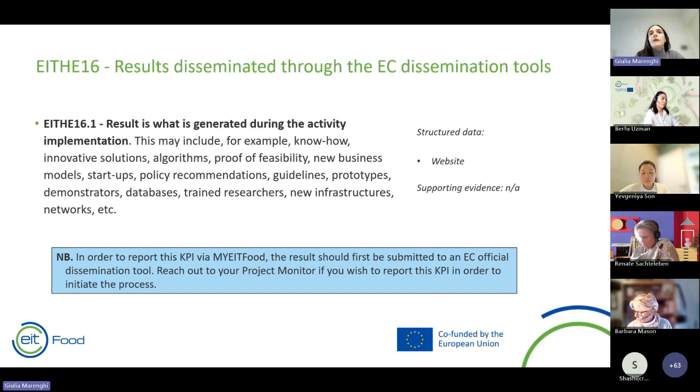So we should enable the activity leader to disseminate the result on an EC dissemination tool, and then once we have the confirmation that the dissemination has been implemented, we will be able to trigger the reporting on my EIT Food for this indicator. So for this specific KPI, you should basically reach out to your project monitor so that the dissemination can be kickstarted via the suitable tools. And once we have the confirmation, we can proceed with the final step in the reporting in my EIT Food.